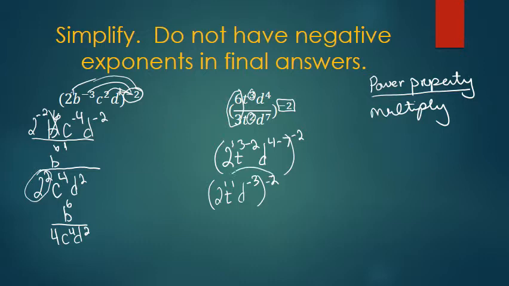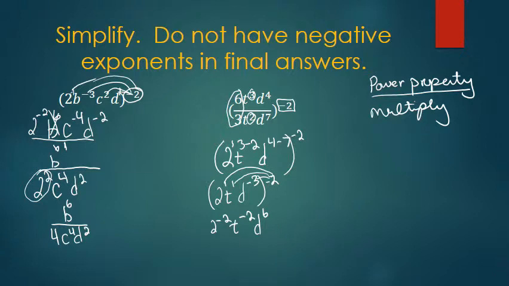So I have these 1s there to remind me that the negative 2 has to distribute to the 2 and the t. So I get 2 to the 1 times negative 2, which is 2 to the negative 2. T to the 1 times negative 2, which is t to the negative 2. And then d to the negative 3 times negative 2. So d to the 6. Again, it's not my final answer because I have negative exponents.